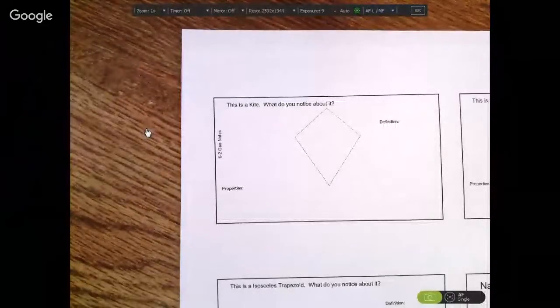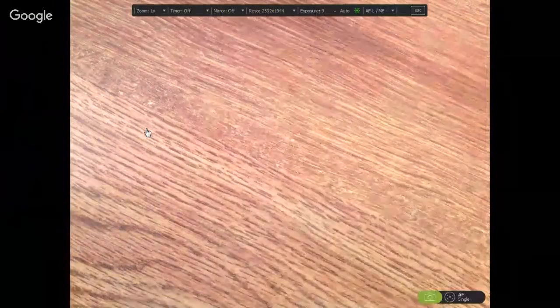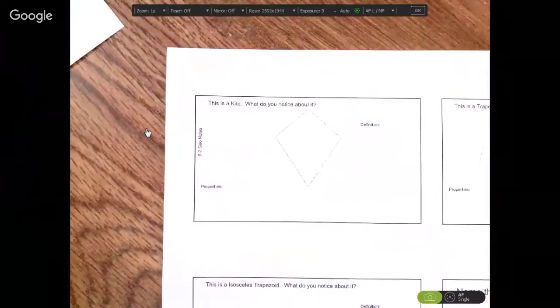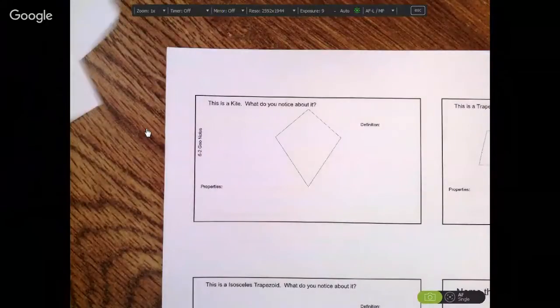Okay, so 6.2 notes. We're starting off with a kite. That's the name of this geometric shape. It has 4 sides. Okay, it has, so what do we notice? It has 4 sides, okay?